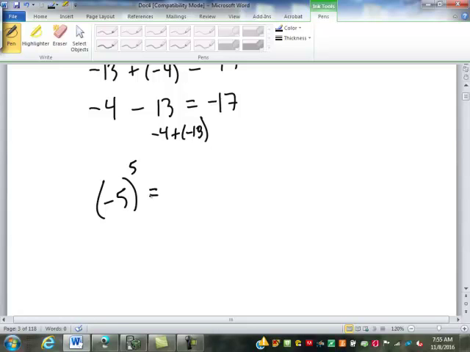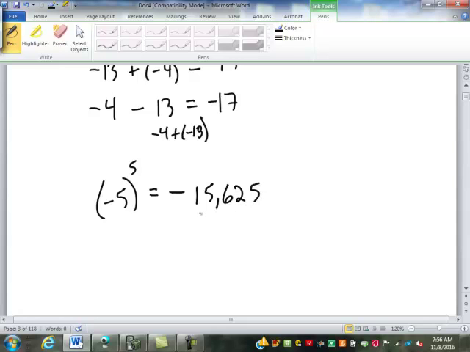Negative 5 to the power of 5. First of all, before you punch anything in, positive or negative? It's going to be negative. How do I know it's negative? It's an odd power, odd exponent. When I start with a negative, I can get either a positive or a negative result. If it's an odd exponent, it'll be negative. If it's an even exponent, it will be positive.